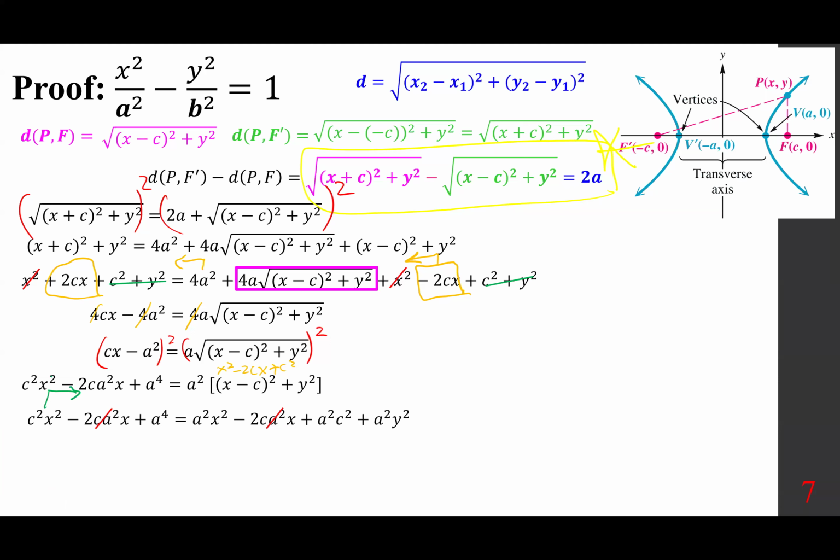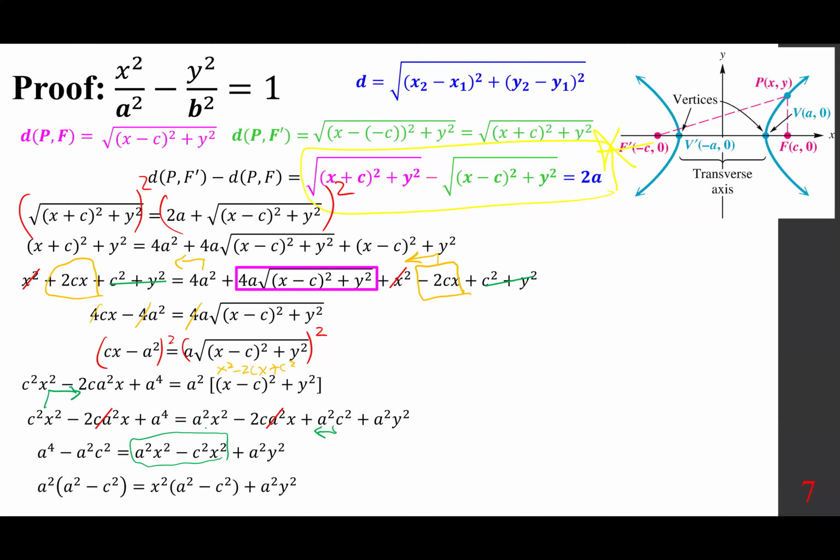Just move it to the right, becomes negative. Just move it to the left, becomes negative. The reason we do that, on the left side, we can factor out the a squared. On the right side, these two pieces, we can factor out the x squared.